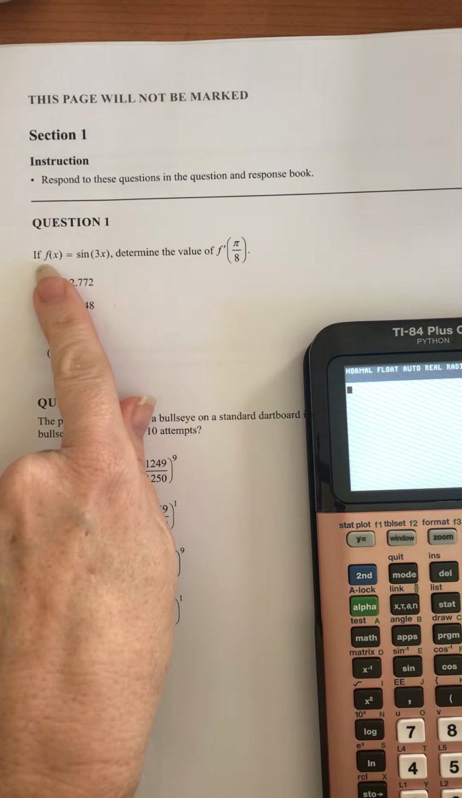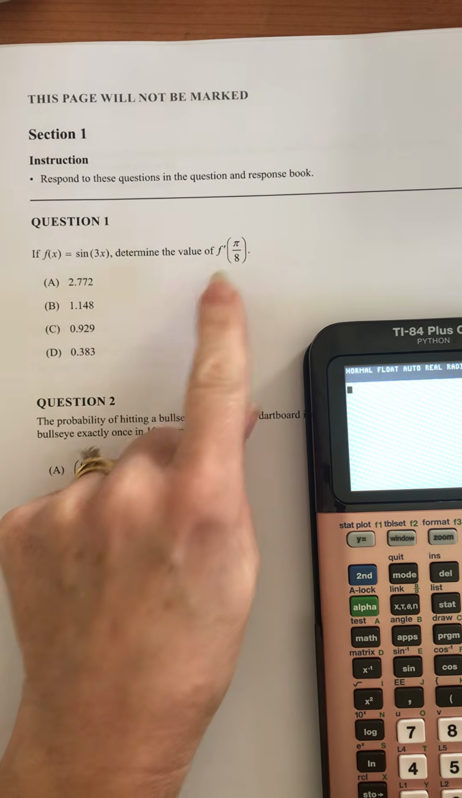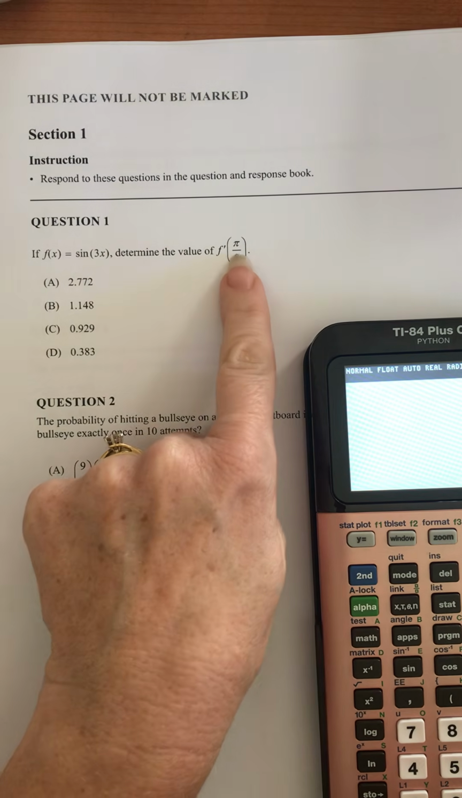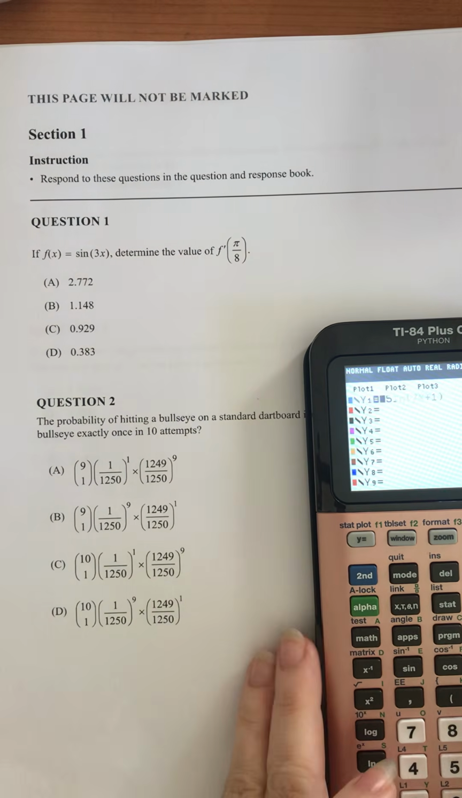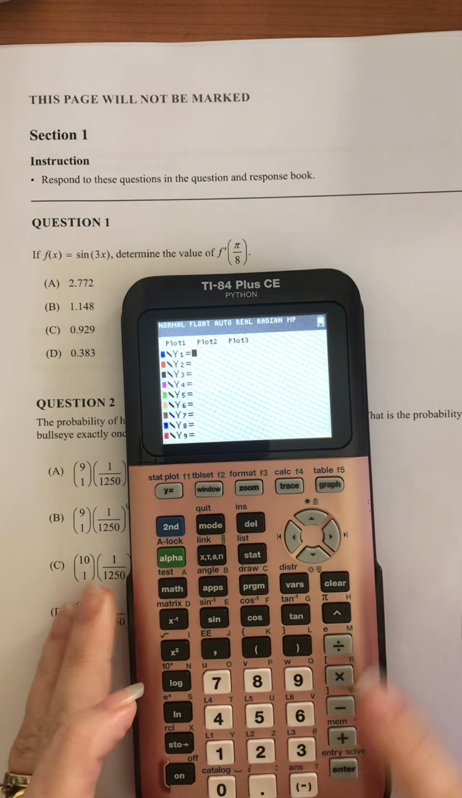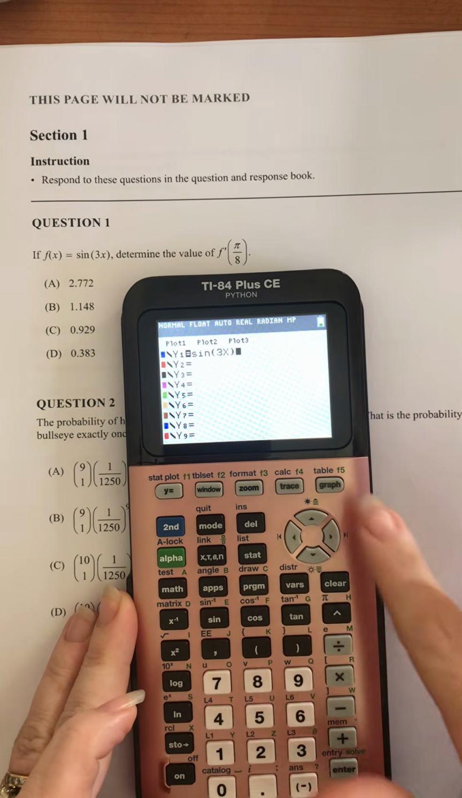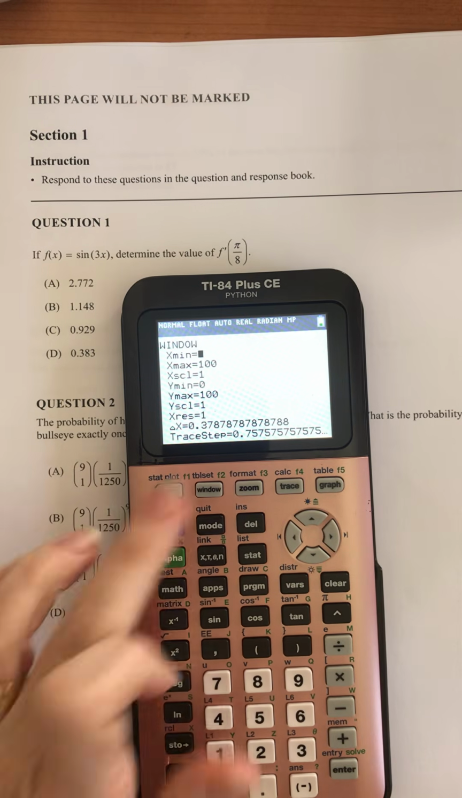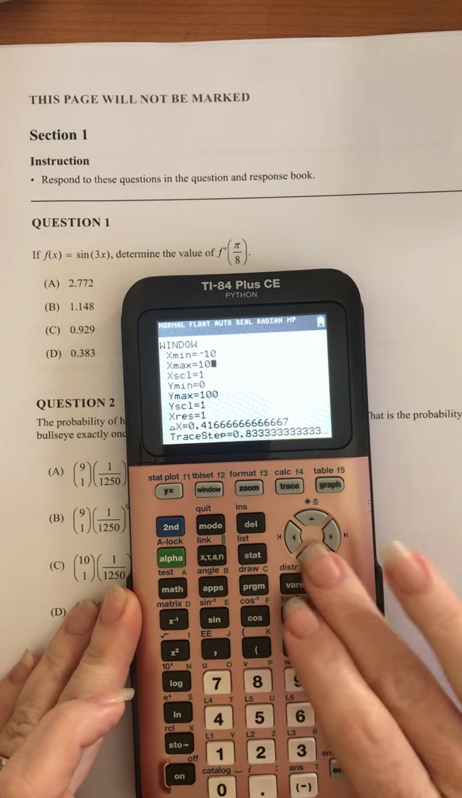and because I've got the function of sine of 3x and I want to find the derivative or the gradient at pi on 8, I need to have my calculator in radians because of that pi. I'm going to pop my function in there, so I'm going to put my sine of 3x in. I'm going to hit graph. Might have to change my window there. So I'll go my standard -10, 10.